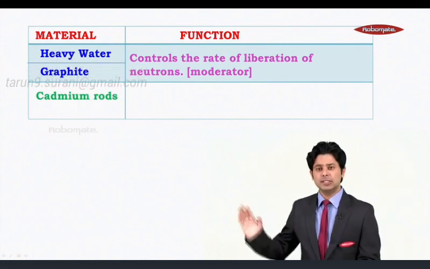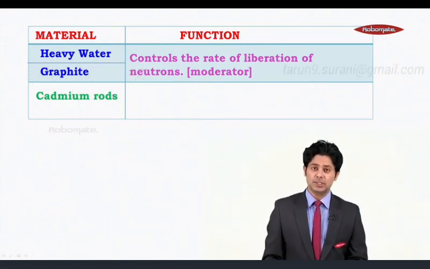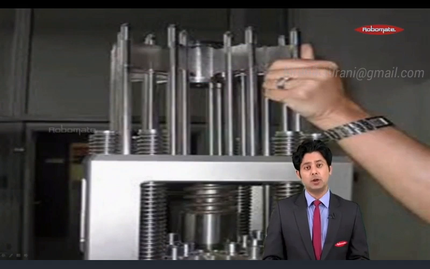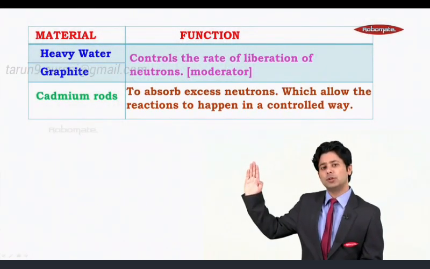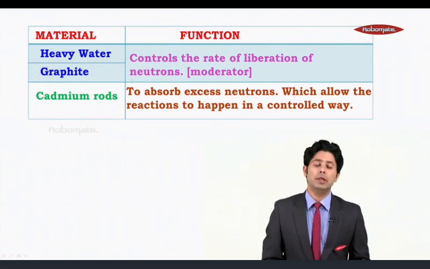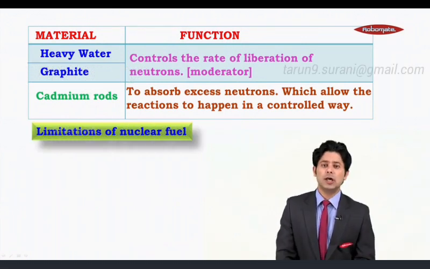Moving to the next material, cadmium rods, which we have already discussed earlier. This is how exactly it looks, and its function is to absorb excess neutrons, which allows the reaction to happen in a controlled way. So this is how it works.